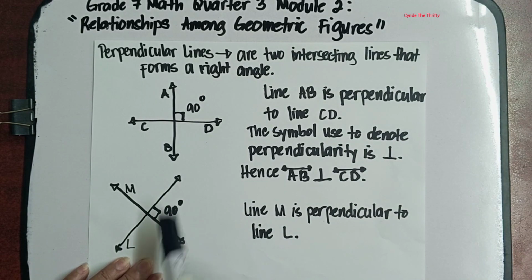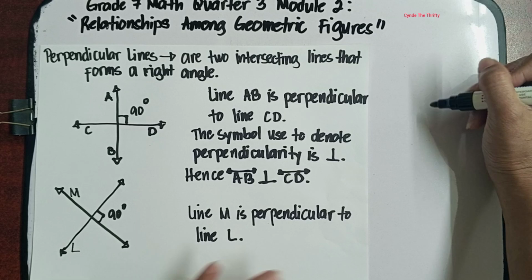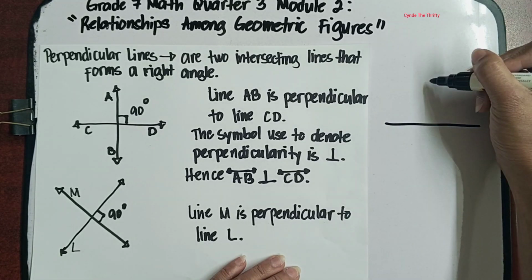Okay, so meron tayong example dito, line L and line M. Okay, so nakagawa tayo ng perfect na bangko dito or perfect square dito sa corner. So therefore, line M is perpendicular to line L. Okay, so kung gagawa pa tayo ng isang line, gagawa tayo ng dalawang line.